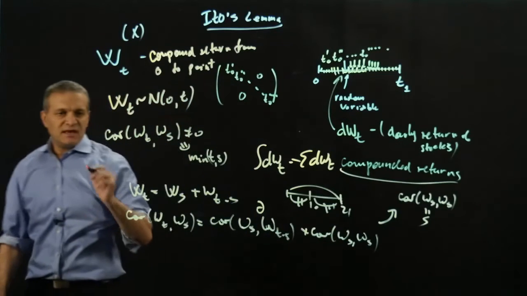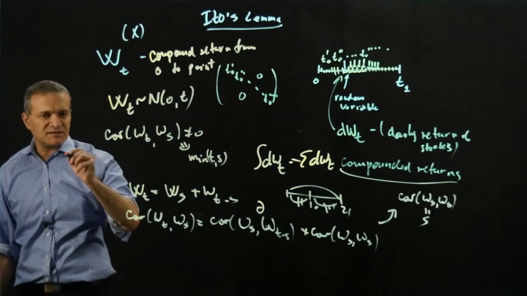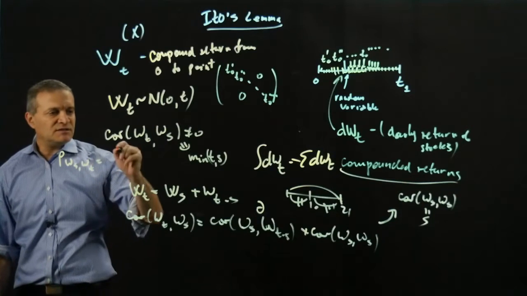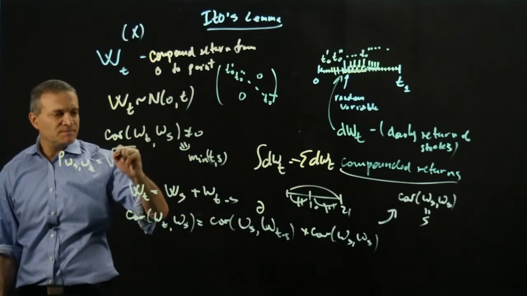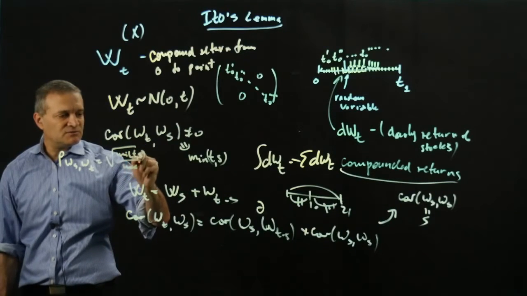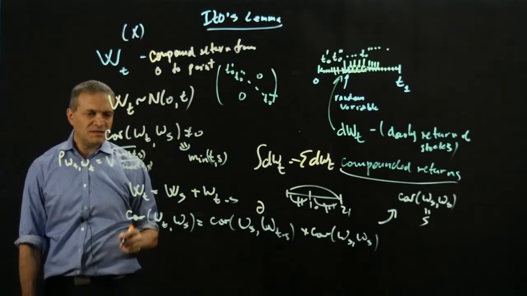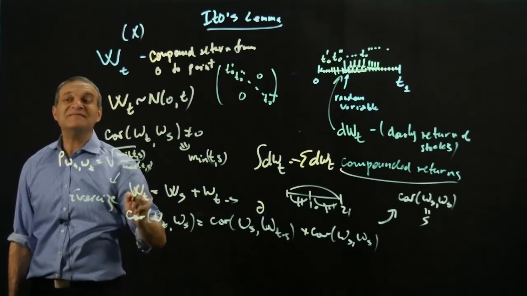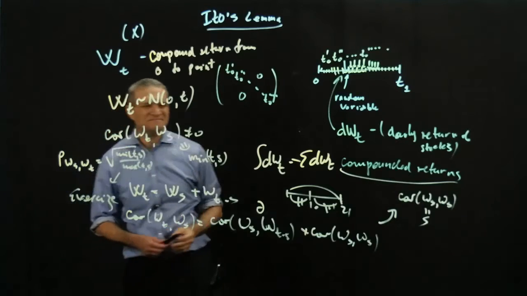In fact, as an exercise, you can calculate the correlation of W_S and W_T, and this is going to be the square root of the minimum of T and S divided by the maximum of T and S. And this is your exercise. Okay.